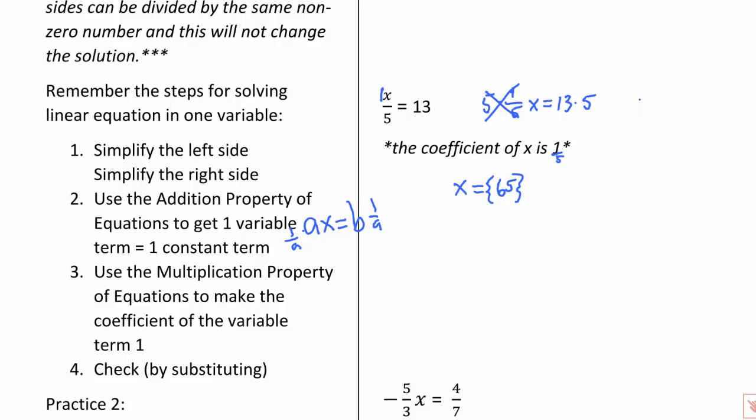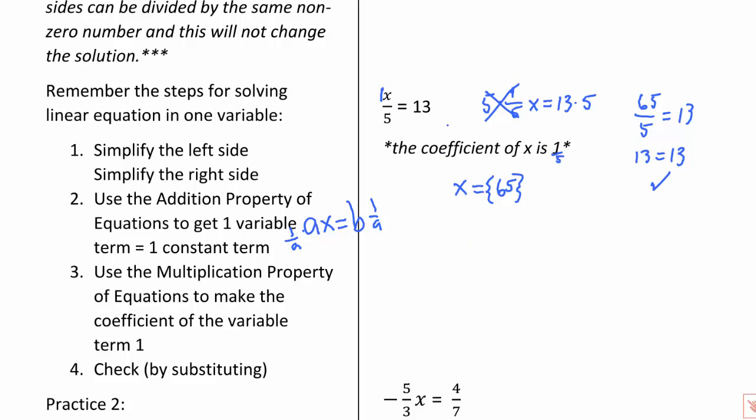Now to check this, we just plug it into the original problem. So we get 65 divided by 5 is equal to 13. Now 65 divided by 5 is 13, so that means that 13 is equal to 13.